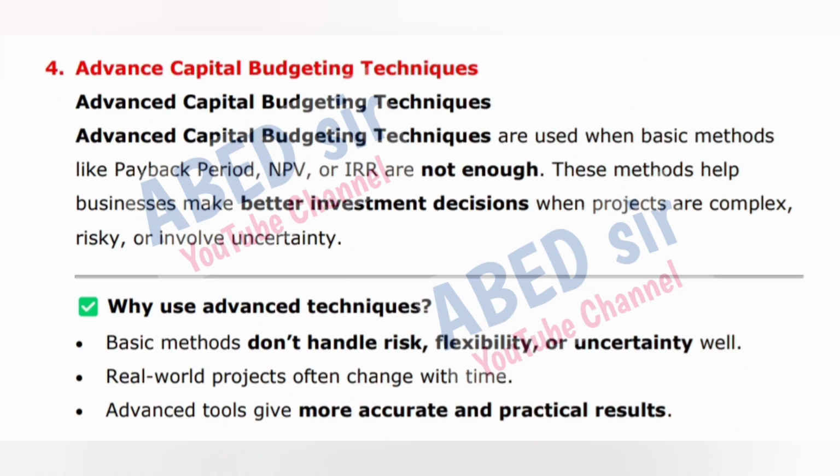Next important long question is 4. Advanced capital budgeting techniques. Advanced capital budgeting techniques are used when basic methods like payback period, NPV, or IRR are not enough. These methods help businesses make better investment decisions when projects are complex, risky, or involve uncertainty. Why use advanced techniques? Basic methods don't handle risk, flexibility, or uncertainty well. Real-world projects often change with time. Advanced tools give more accurate and practical results.